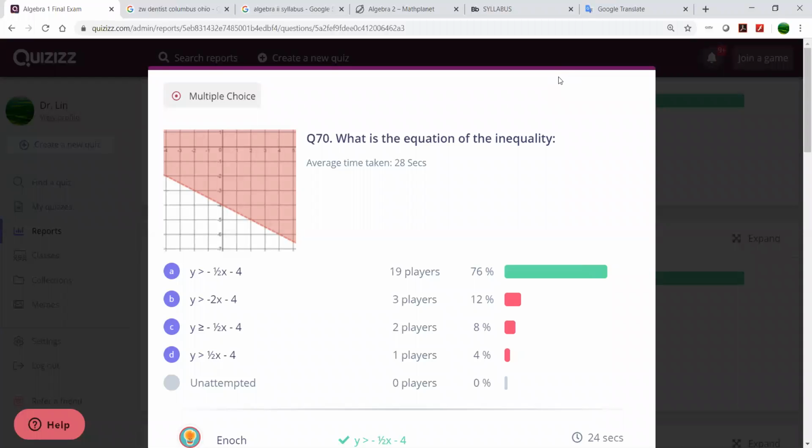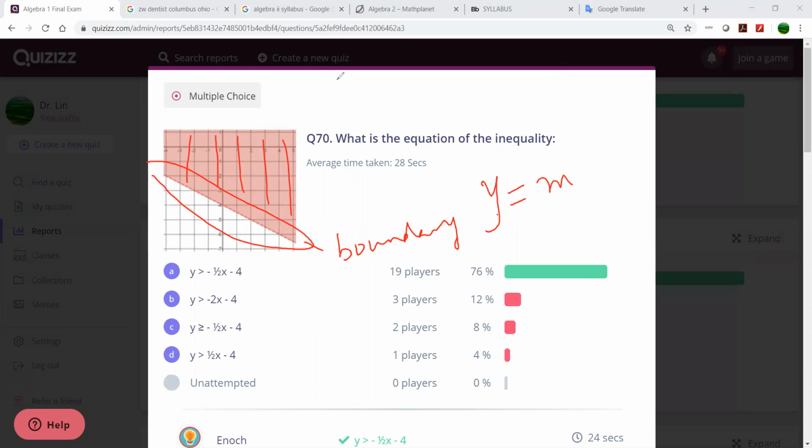Let me do this one here. So we know the shaded area of this part is above this linear line, right? This is a linear line. So the first thing we need is to find this linear line. This linear line, we call it a boundary line, right? The boundary line is a linear line. We can quickly use the slope-intercept format to find this one. So firstly, we find the slope.